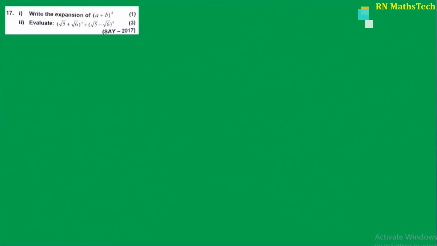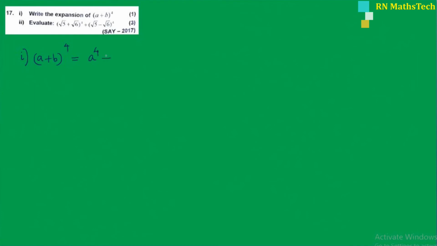a plus b raised to 4 expand ചെയ്യാനായിട്ടാണ്. root 5 plus root 6 plus root 5 minus root 6 ആണ്. ഇതിൽ ഫസ്റ്റ് പാർട്ട് ഇത് നമ്മൾ ക്വസ്റ്റ്യൻ നമ്പർ 8 ചെയ്തതാണ്. ക്വസ്റ്റ്യൻ നമ്പർ 8 ഒന്ന് റെഫർ ചെയ്താൽ മതി. അതിനകത്ത് നമ്മൾ ഇതെല്ലാം ചെയ്തു വെച്ചിട്ടുണ്ട്. a plus b raised to 4ന് അവിടെ x വെച്ചിട്ടാണ് ചെയ്തത്, എക്സും വൈയും ആയിരുന്നു.